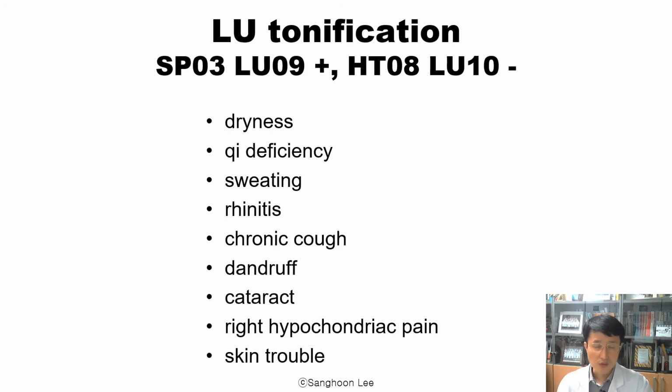So the lung tonification formula is reinforcing spleen 3, lung 9 points, reducing heart 8, lung 10 points, according to the basic principle. So it can be helpful to treat dryness, qi deficiency, sweating, rhinitis, chronic cough, dandruff, cataract, right hypochondriac pain, skin trouble.